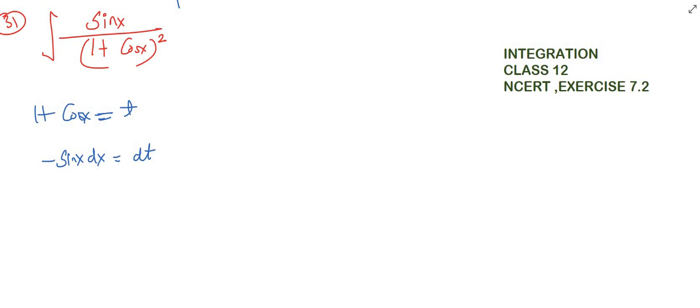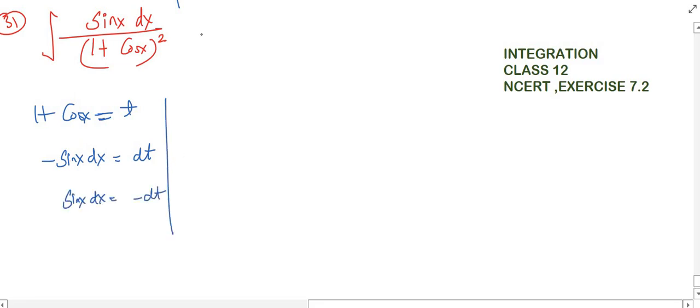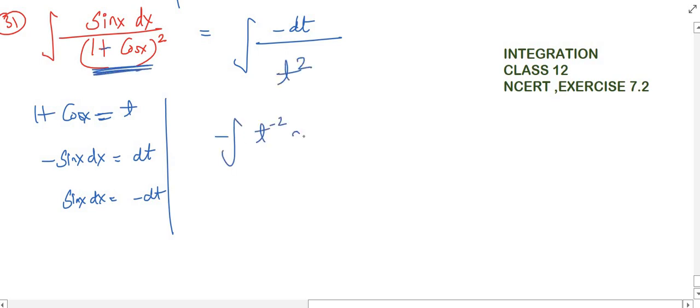Okay. But here we have sin x dx. So what we will do is, sin x dx is minus of dt. So I'm going to use it here. Minus of dt by, what will be this? This is nothing but t square. So minus of t raised to power minus 2 dt. Okay. So integration will be minus of t raised to power, this is minus 2, so minus 2 plus 1 by minus 2 plus 1, plus c.